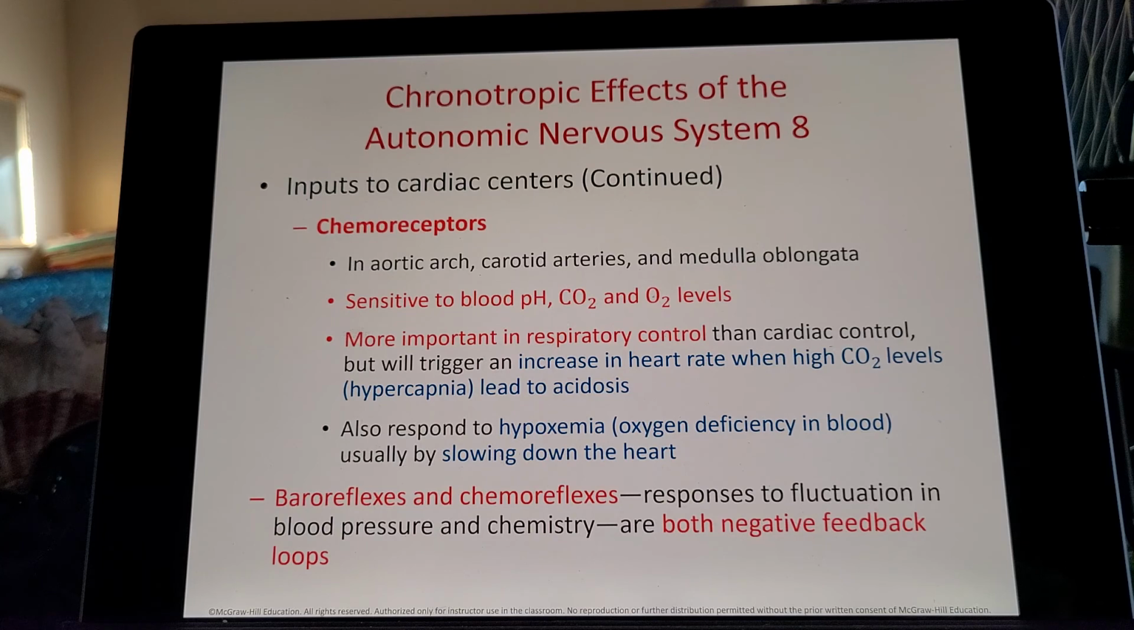They also respond to low oxygen, so slow down the heart, slowing down your respiration and helping you to take good deep breaths in, bringing a bunch of oxygen in. Plus it helps to slow the delivery of oxygen to your tissues, as in, hey, let's make sure everyone gets what they need. Okay, but again, negative feedback loops.